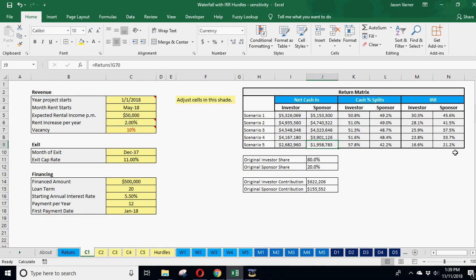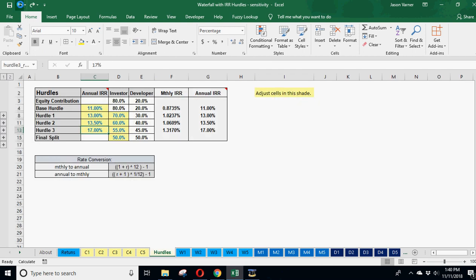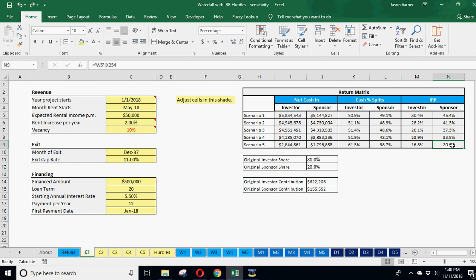You see now the sponsor's internal rate of return is 21 in scenario 5. And if we put this back, it's only 20. Well, yes, it's not a huge difference, but it is different. So I think this is a great tool to use.